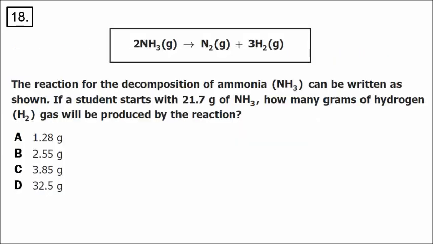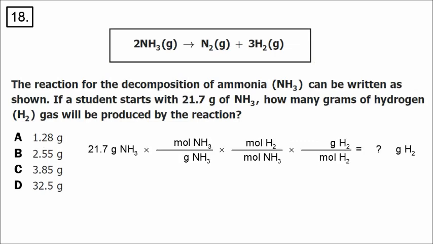Number 18, we're starting with 21.7 grams of NH3, and we're converting this into grams of H2. This will be a 3-step sequence. Starting with grams of NH3, we first go to moles using the periodic table. Then we use the coefficients to go from moles of NH3 to moles of H2. Then we go back to the periodic table and convert from moles to grams for hydrogen.